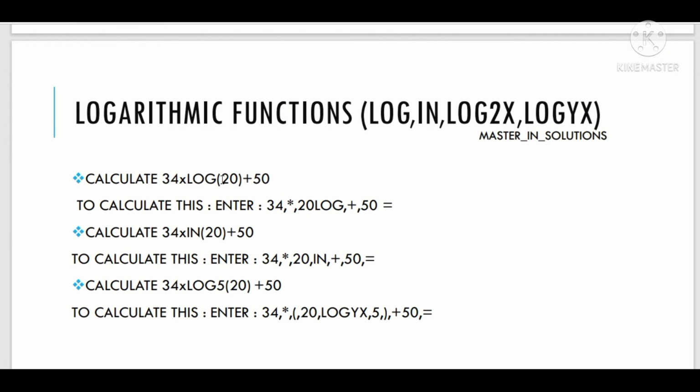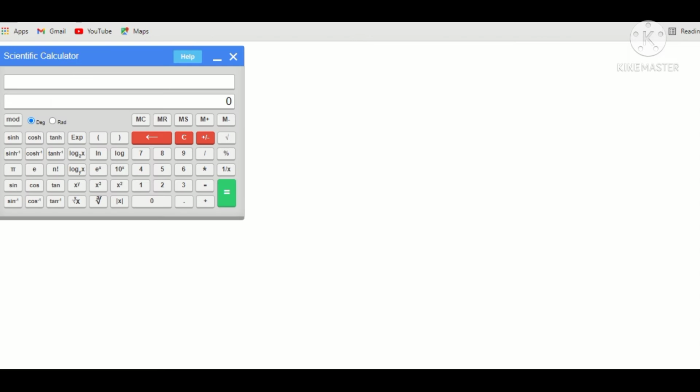And here we don't know how to enter this log 20. When we see this, the log is coming here, but we cannot enter it here itself, so we cannot do that. So how do we have to enter this? Let me explain about this.